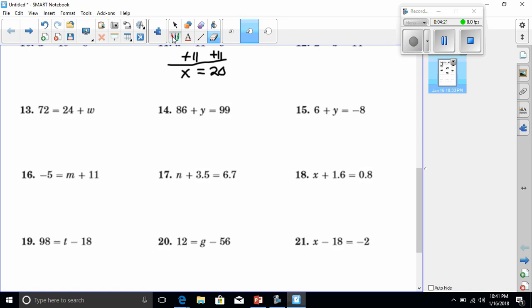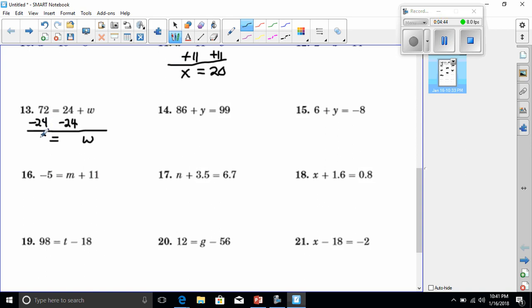So let's move on. We got 13 here. 72 equals 24 plus w. We're going to subtract 24 from this side and this side, because whatever I do to one side, I do to the other. I'm fair like that, you know. That brings the w down here. This is 0. I don't need to write that down. And that gives me 72 minus 24.